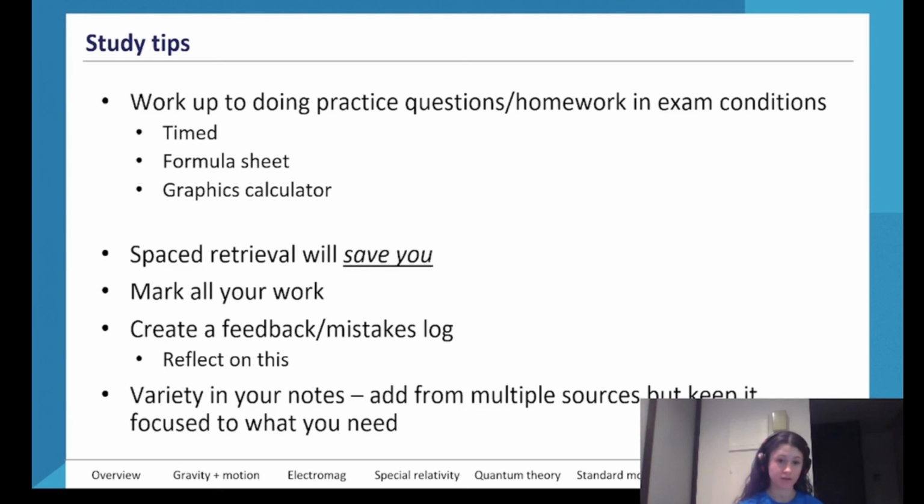The other thing is spaced retrieval. So make sure that within certain intervals you are remembering the content, like practicing to remember the content. So immediately after you learn it, that afternoon, a few days later, a week later, and so on. Make sure you're not looking back at your notes.